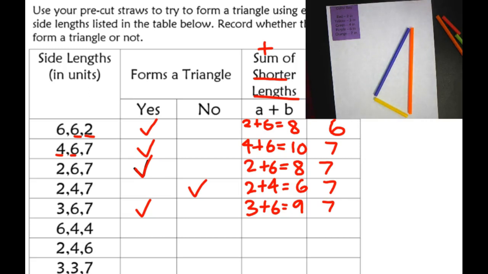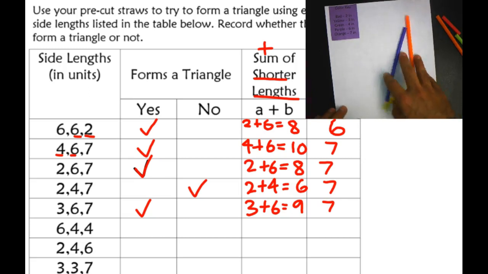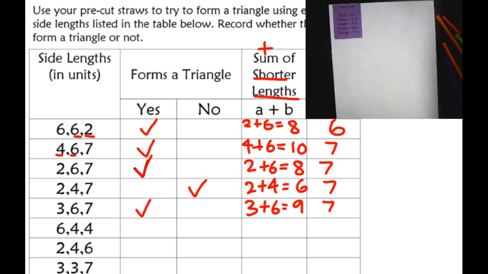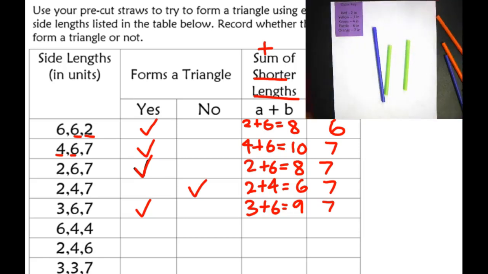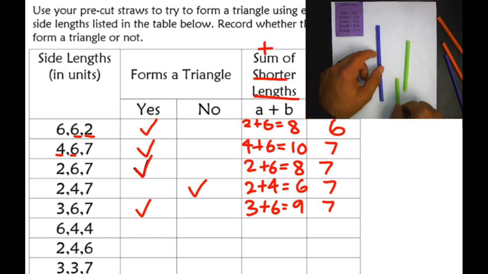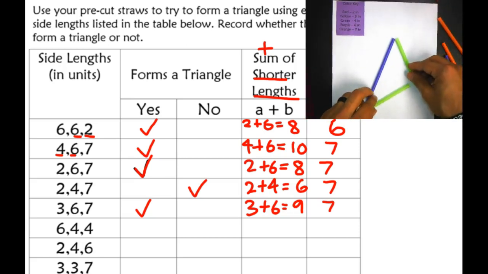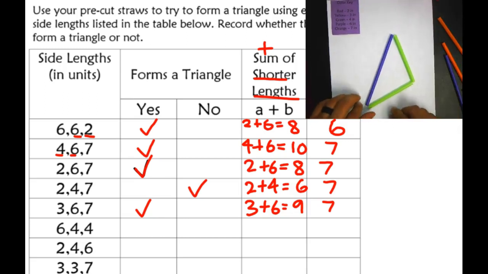Okay. All right, so 6, 4, and 4. It's going to be purple, green, green. Bet or not? Okay, see this? Check that out. For real. Triangle. All right. So that's going to be a yes. And then what do I put for A plus B?